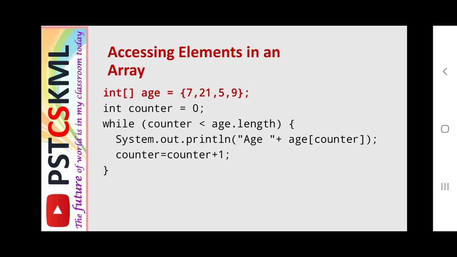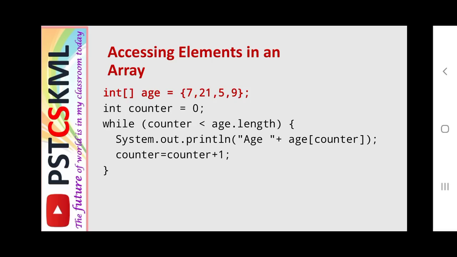Accessing elements in an array. int age. Okay, there are 4 values in this array, so the length of the array is 4. Index 0 will be 7, index 1 will be 21, index 2 will be 5, and index 3 will be 9. So int counter equals 0.